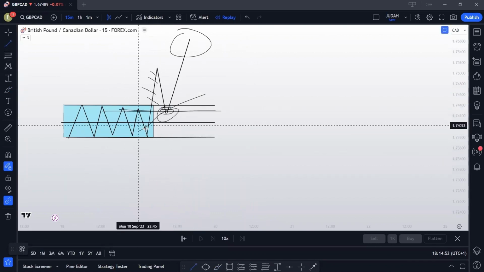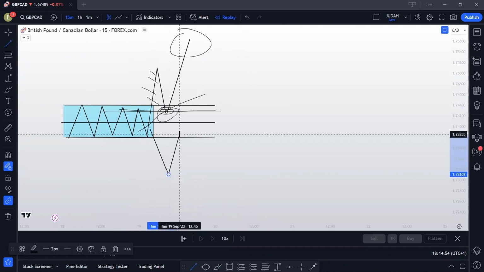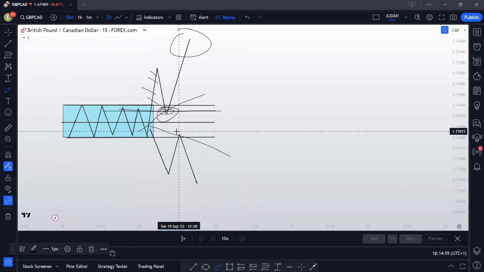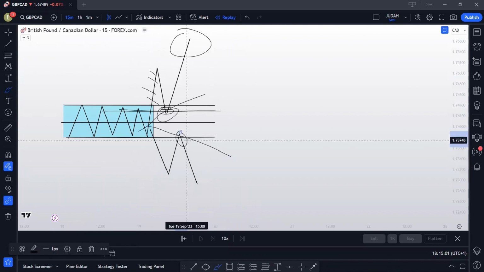And then when the market makers break to the downside also and come back to retest this area, you're gonna have the 50 EMA here like this. So they're gonna bounce off of the 50 EMA.